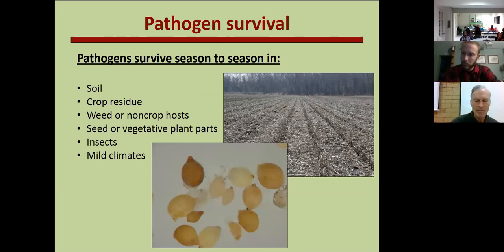Okay, so the last part of the disease cycle is pathogen survival. Some pathogens survive in the soil, some survive in crop residue, some survive in weeds or non-crop hosts. Some survive in the seeds or other plant parts. Some survive inside of insects, and sometimes, if it's a mild climate and the plants are still growing, they might just continue to grow and form more disease on more plants.